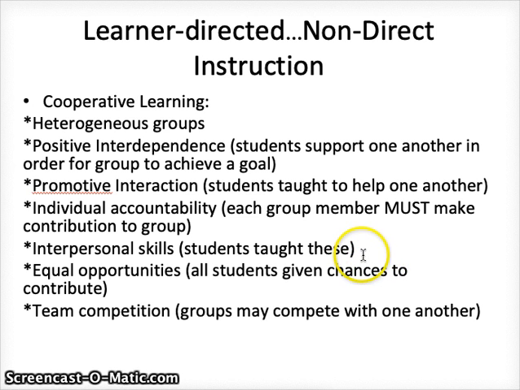Students are taught interpersonal skills, how to actually interact, how to ask questions, how to ask for help. They actually work through these kinds of skills before even entering into cooperative learning groups. All students are given chances to contribute to the group, so the groups are monitored for every student participating. And then sometimes, even though we talked about no competition in learner-directed or cooperative learning, there could be team competition. As long as the groups are equally matched, they may compete with one another. There's just no individual competition, okay?